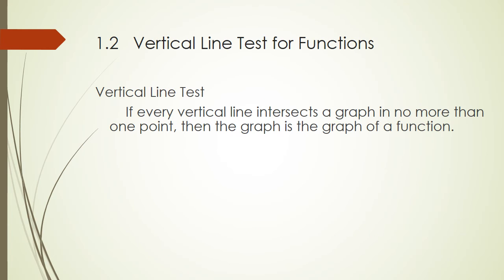You may remember we have this thing called the vertical line test for functions, and it says that if every vertical line intersects a graph in no more than one point, then the graph is the graph of a function. So it's kind of a visual way of testing the graph.